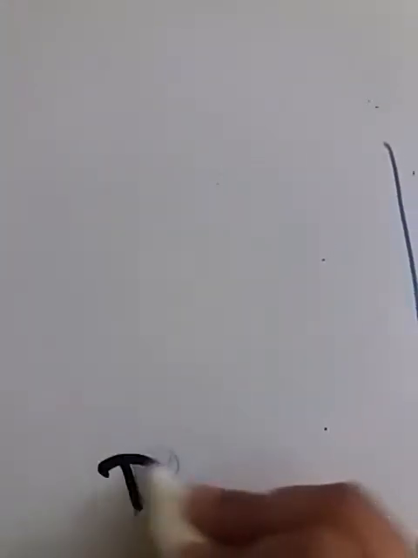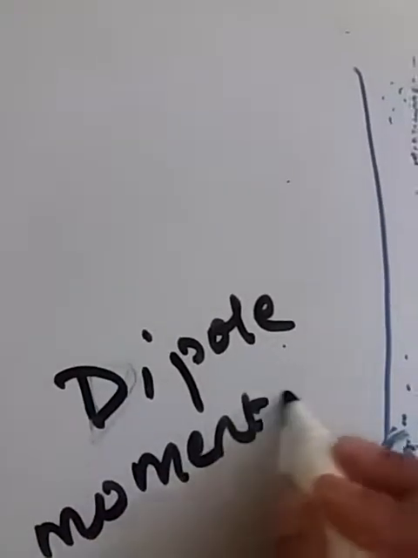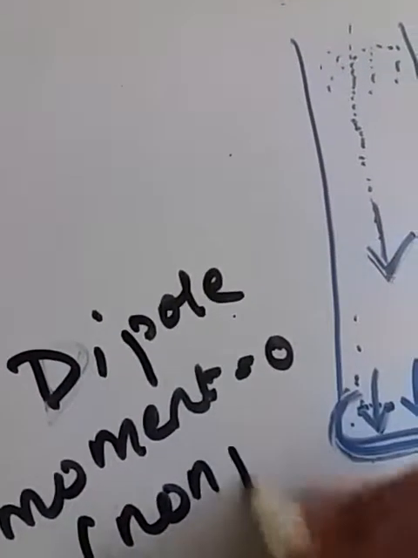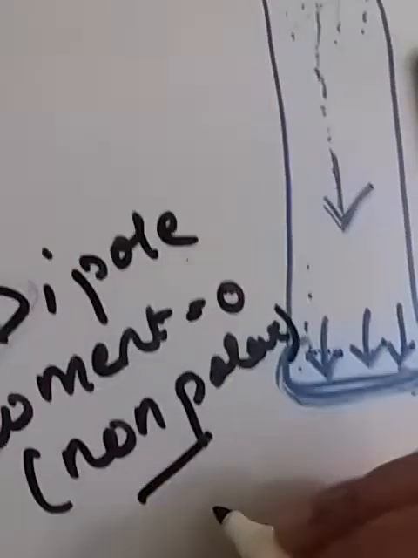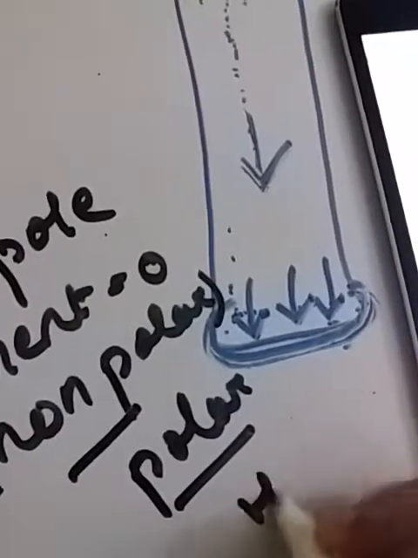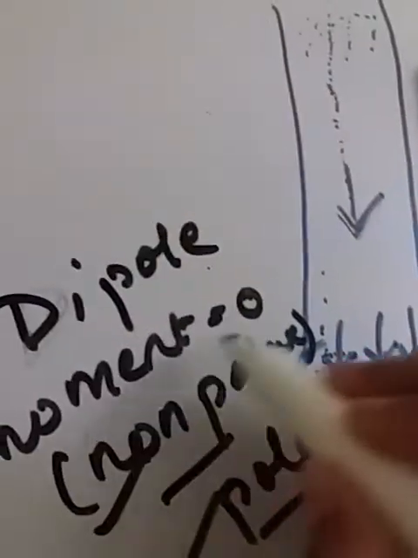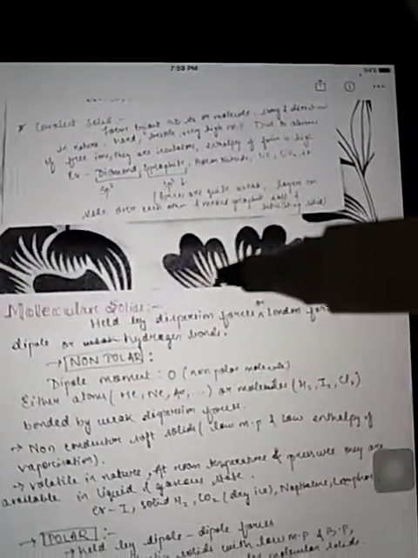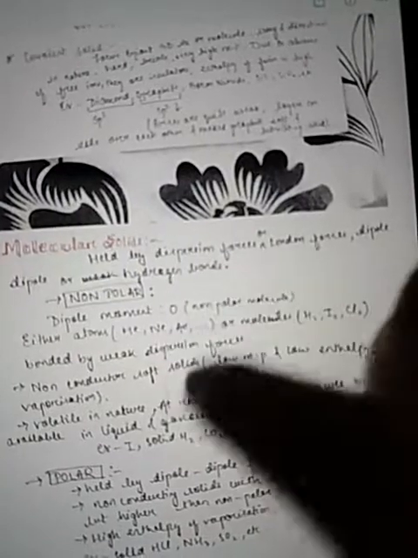Remember, whose dipole moment is 0, it is nonpolar. And this nonpolar, polar and hydrogen bonded, these three will go under the category of molecular solids. We'll read about it. See here, molecular solids are held by dispersion forces or London forces, dipole-dipole forces or hydrogen bonds. In the nonpolar, dipole moment is 0.